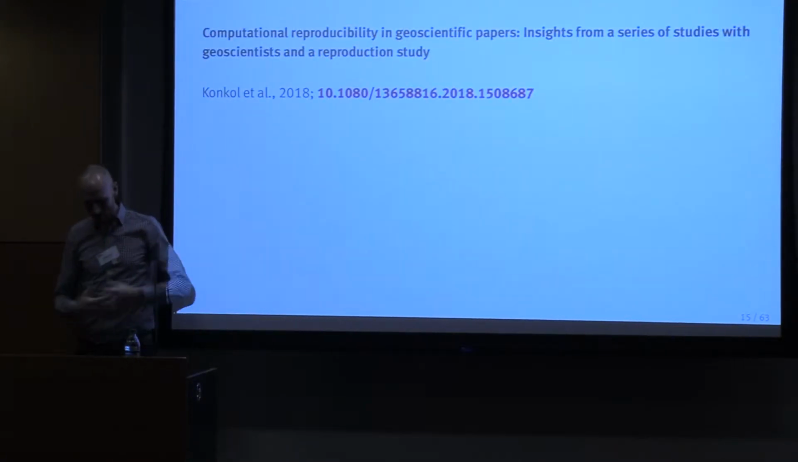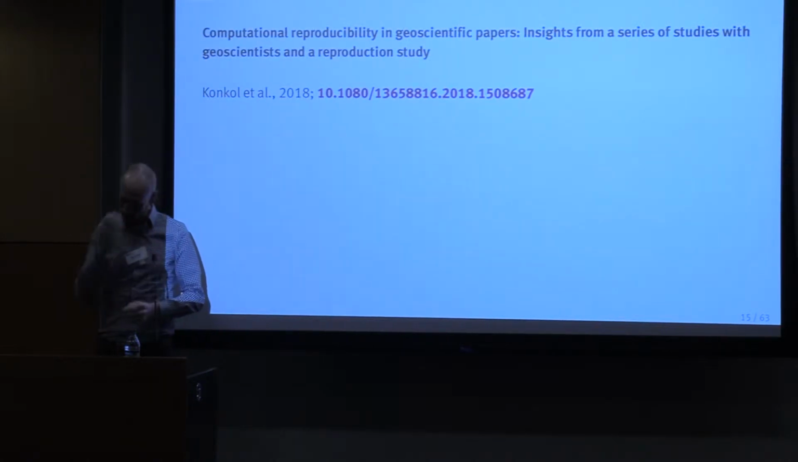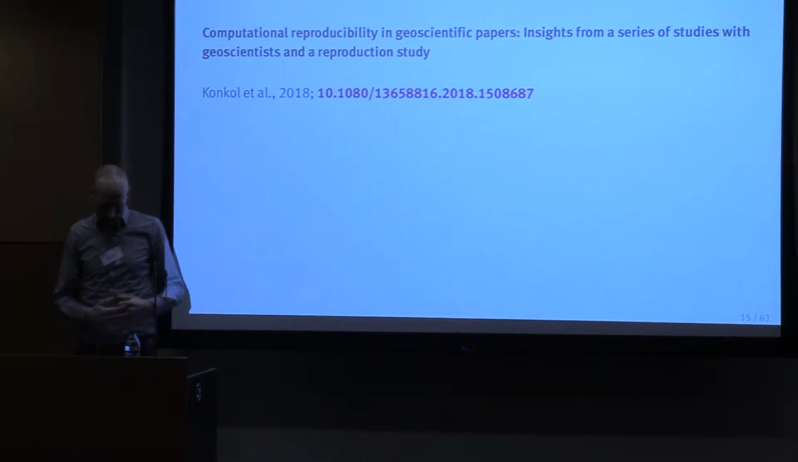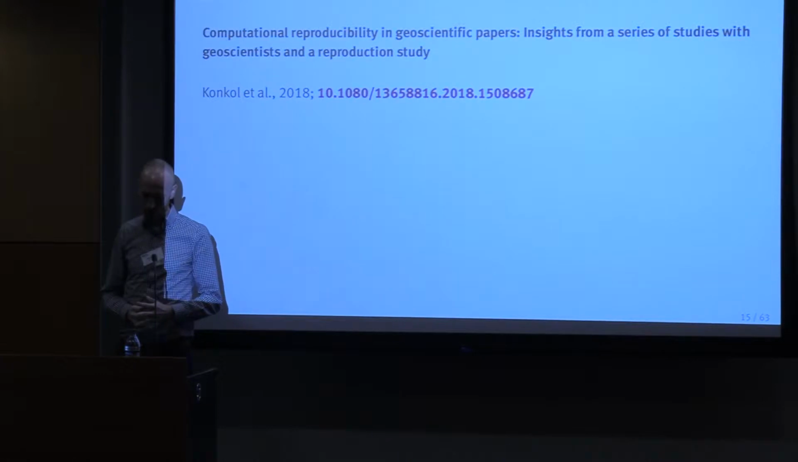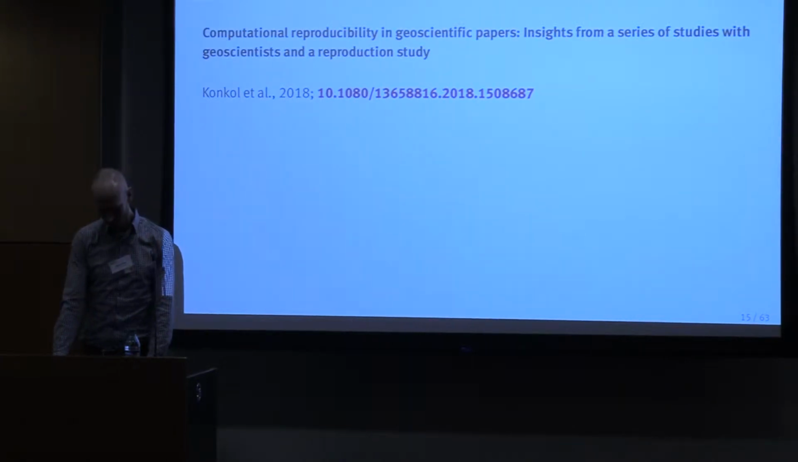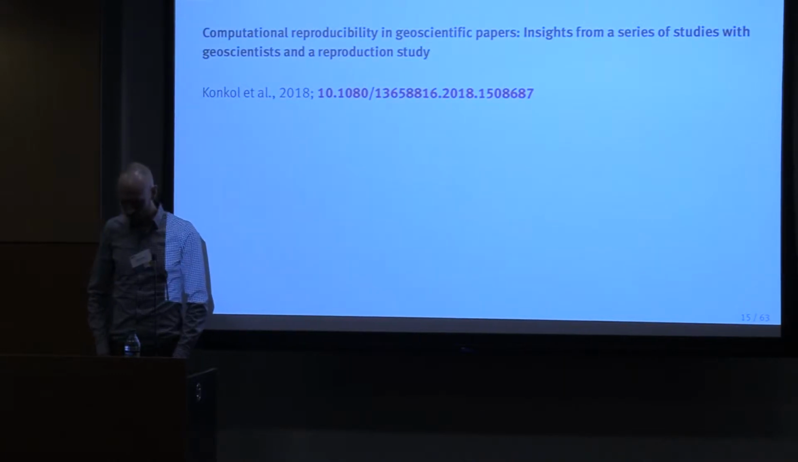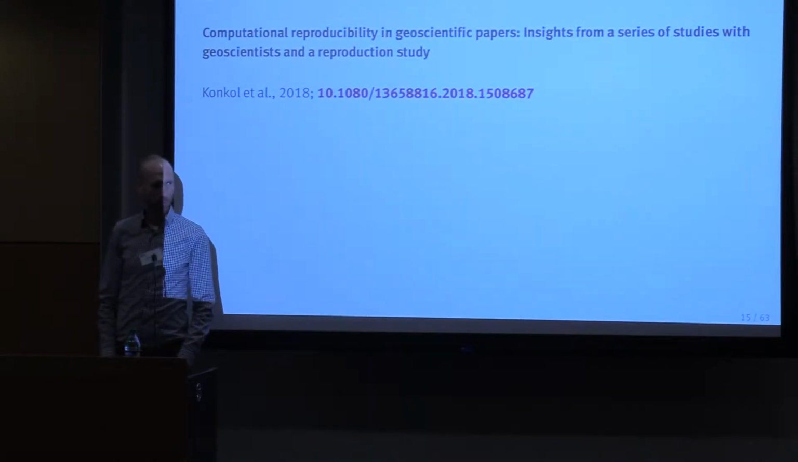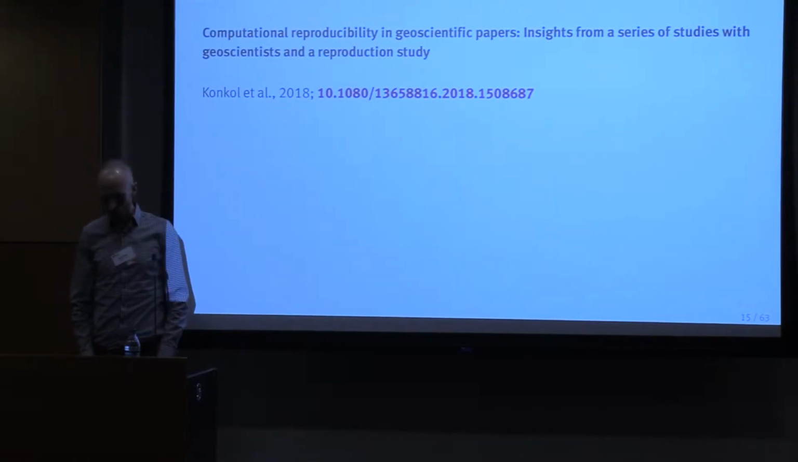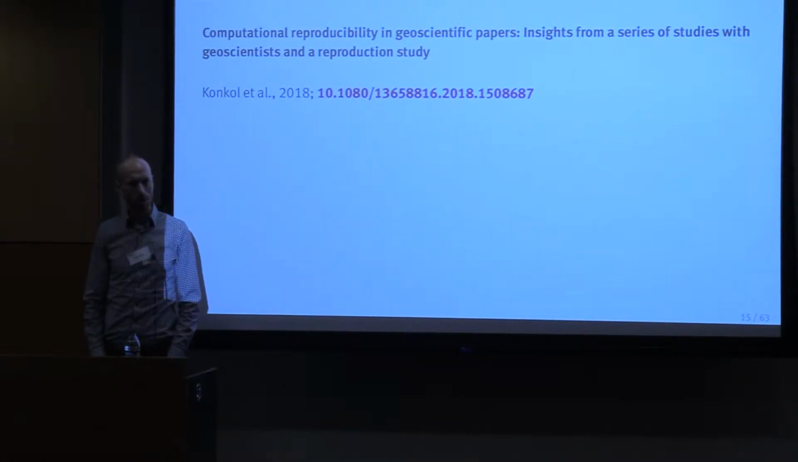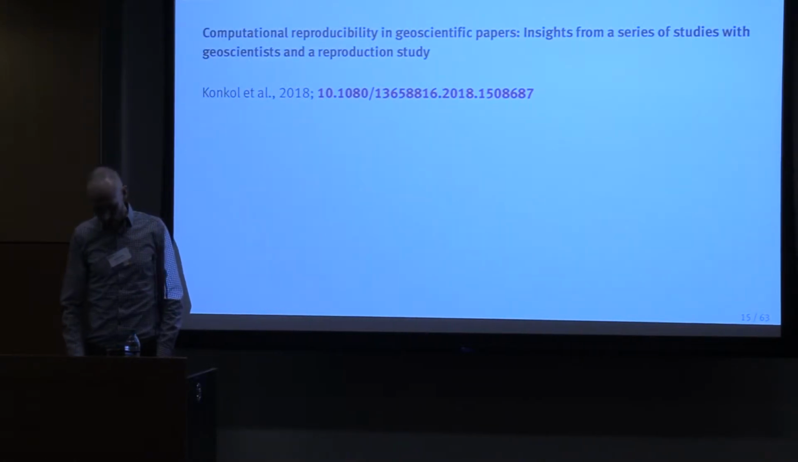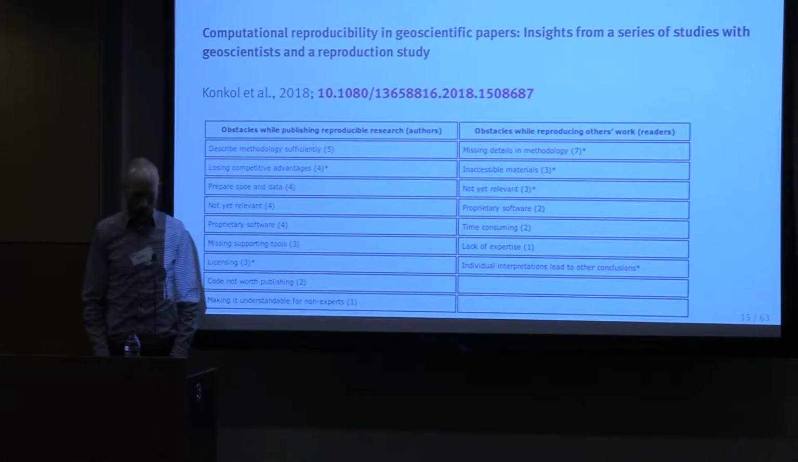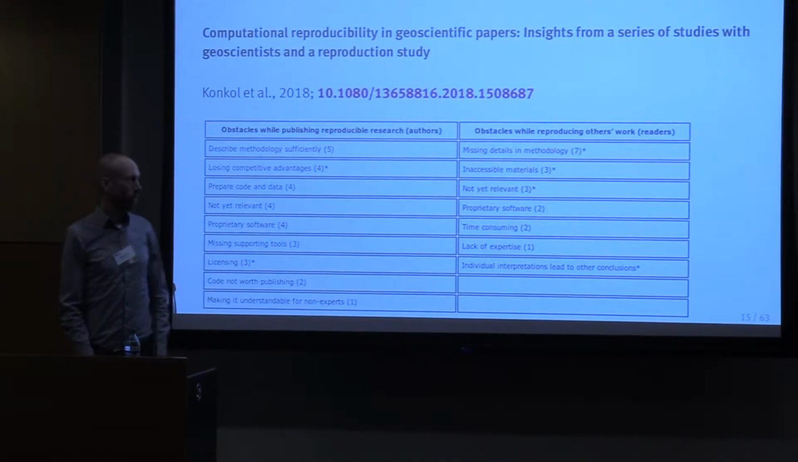So the first observation that I want to report is a paper by my colleague Markus Konkol with the title Computation Reproducibility in Geoscientific Papers, Insights from a Series of Studies with Geoscientists and a Reproduction Study. So what did he do? He asked geoscience researchers, 150 people in an online survey, in a focus group, in interviews, to learn about how much they use open and reproducible research and what is keeping them from doing it.